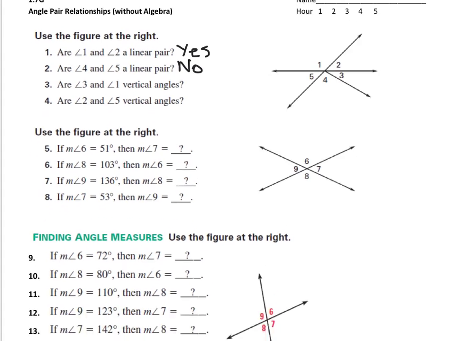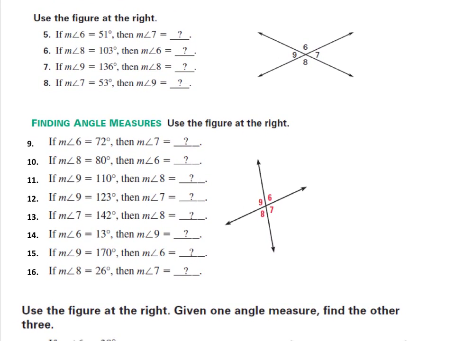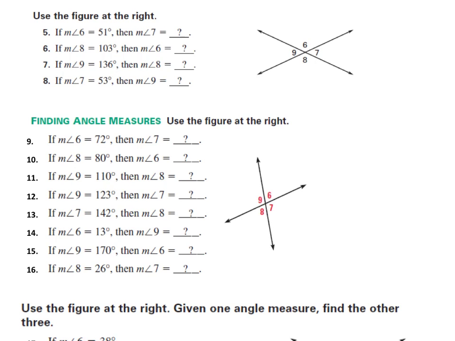Let's go down to examples 5 and 6. It tells us that if the measure of angle 6 is 51 degrees, what is the measure of angle 7? Well, 6 and 7 are a linear pair. They create this straight line right here. So to find out what angle 7 is, we just have to subtract 51 from 180. 180 minus 51 equals 129 degrees.